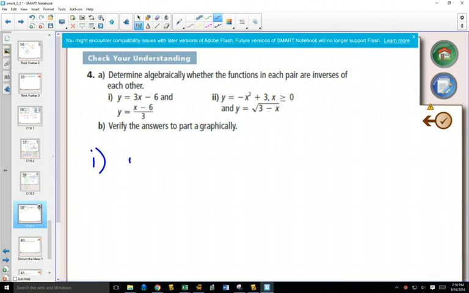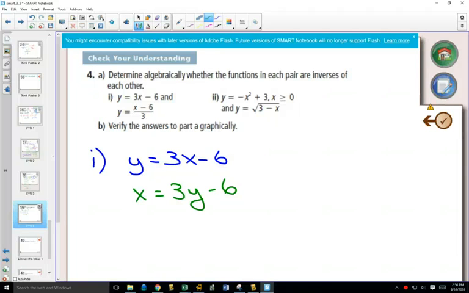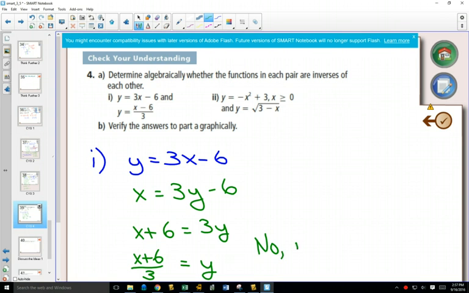So if I want to find the inverse of y equals 3x minus 6, I would switch the x and y values, solve for y, so I'll add 6 to both sides, then divide by 3. And I want to check, does that equation match with the other one that they gave us? No. So these ones are not inverses.